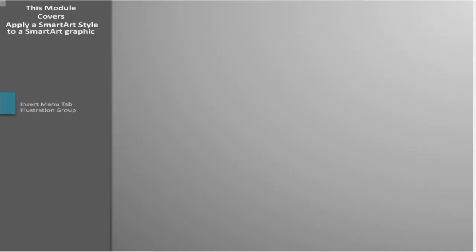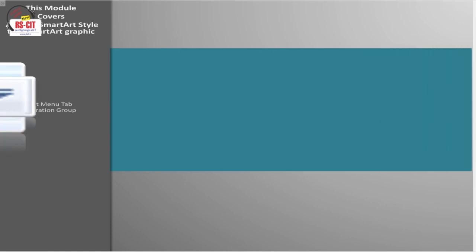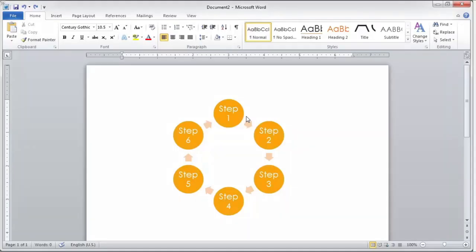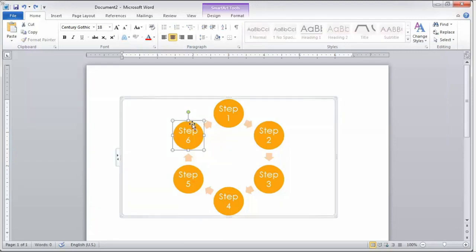Applying a SmartArt style to a SmartArt graphic. A SmartArt style is a combination of various effects such as line style, bevel, or 3D that you can apply to the shapes in your SmartArt graphic to create a unique and professionally designed look.